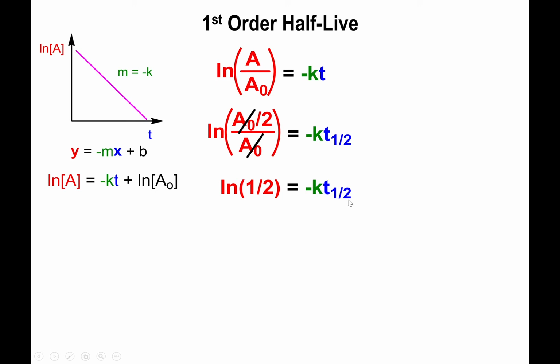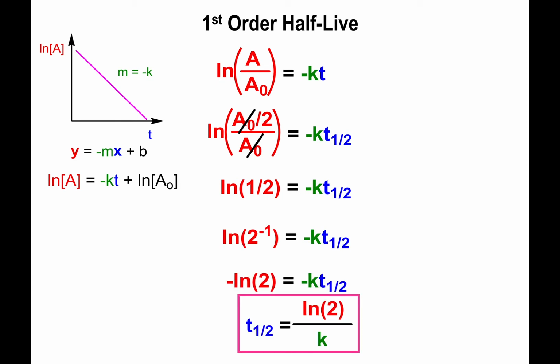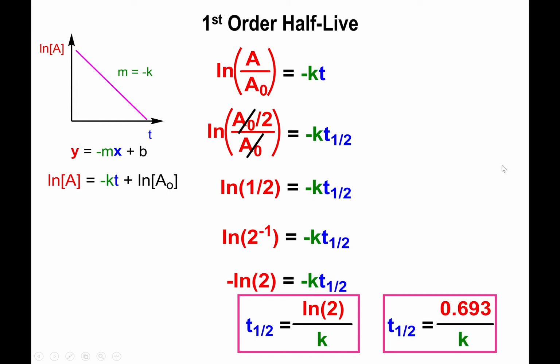If you actually plug in 1/2 and take the natural log of it in your calculator, you're going to find out that this equals negative ln of 2. But if you want to be most exact, this also equals negative 0.693. So if you divide 0.693 by K, that tells you the value of the half-life for a first order reaction. All right, so ln of 2 is the same thing as 0.693. That might be the better number to remember. It's basically all multiples of 3 if you think about it. But yes, you're dividing that constant by K.